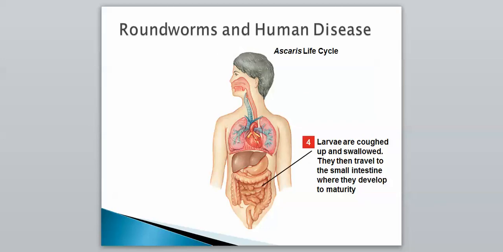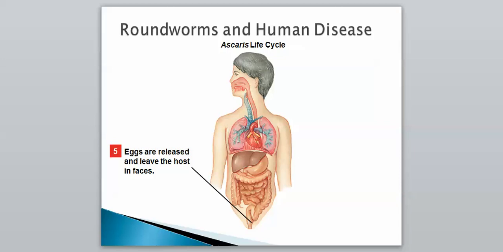And then the larvae are coughed up, so we cough them up out of our lungs, and then we swallow them. So it's basically coughing up a loogie that's filled with ascarid worms, and then they'll travel to our small intestine where they develop to maturity, and then eggs are released and they leave the host in feces. So then that's a nice life cycle there. They develop inside our lungs, we cough them up and swallow them again.